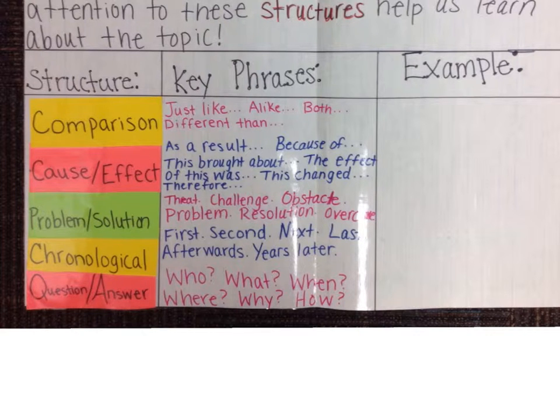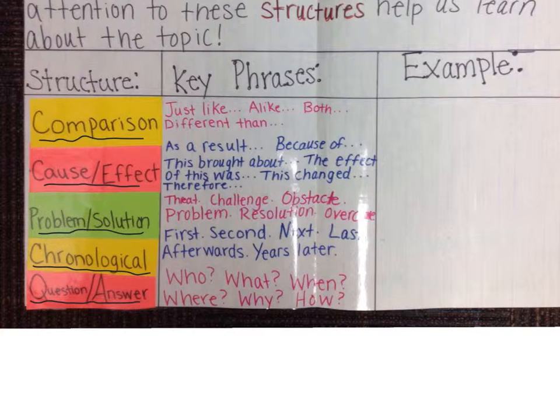There is compare and contrast, which right here is just labeled comparison. There's cause and effect, problem solution. There's chronological order, that means going in time order, and question and answer. So it asks a question and then answers that question. To help us identify which text structure is used, there are key phrases.